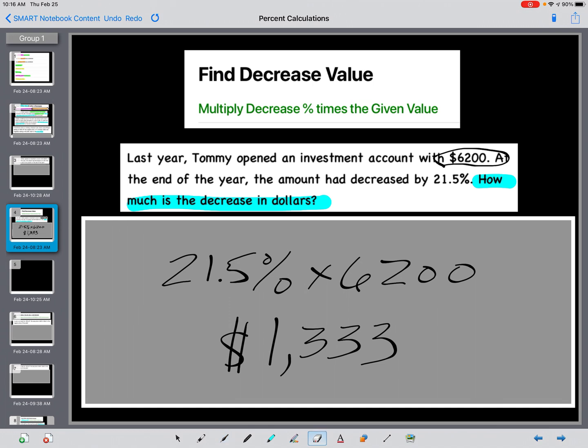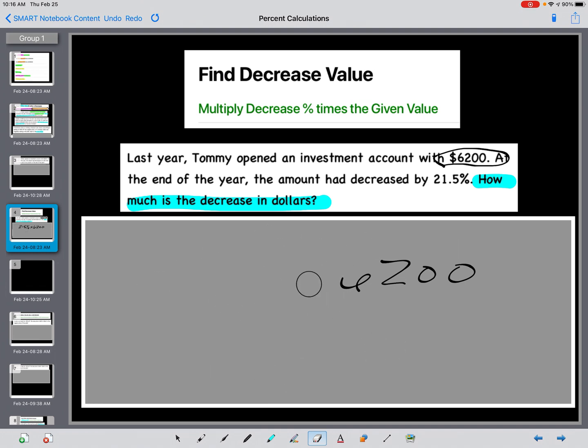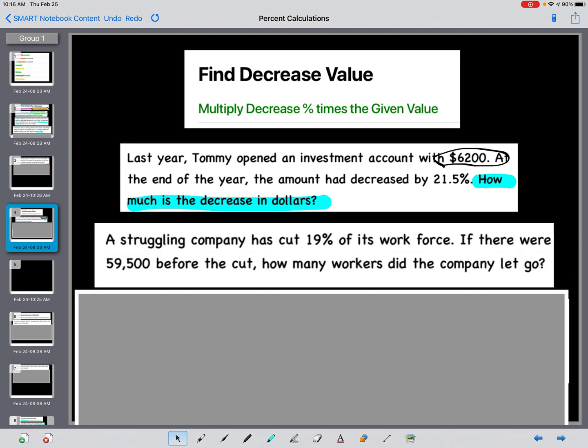Really, finding these changes is the easiest calculation. You just take the two given numbers, the percent and the value, and then multiply them. Let's take a look at a couple other decrease value examples. Here, a struggling company has cut 19% of its workforce. If there were 59,500 before the cut, how many workers did the company let go? That's the change. They're asking the change. It's not asking how many employees the company has now.